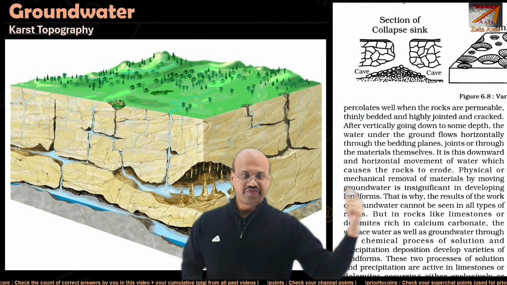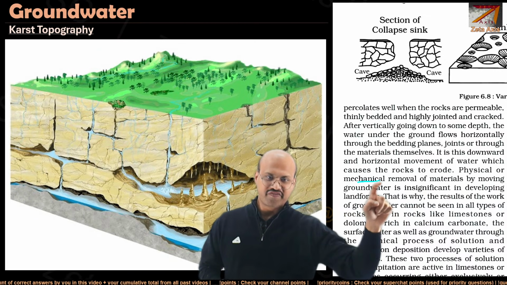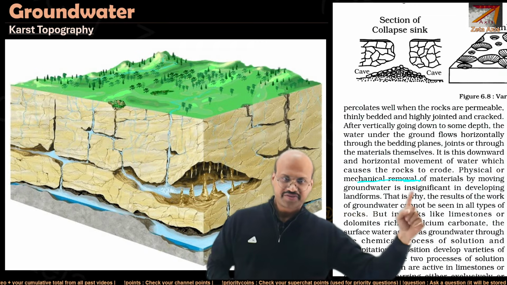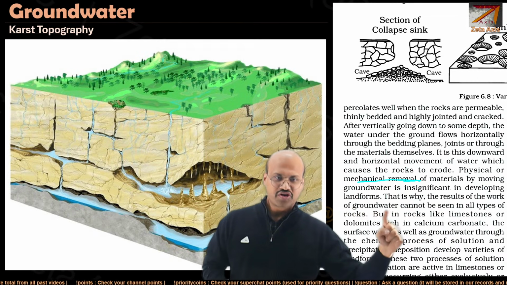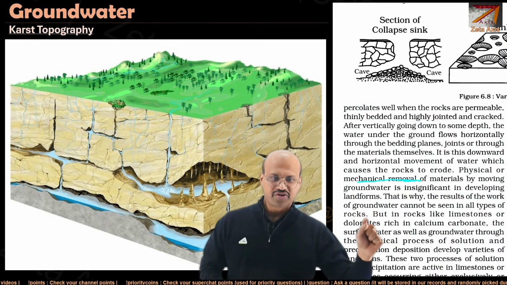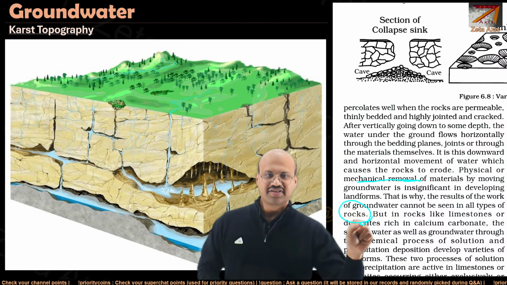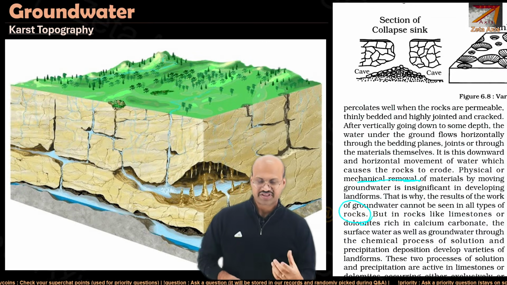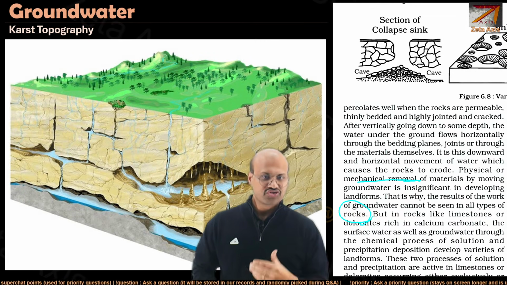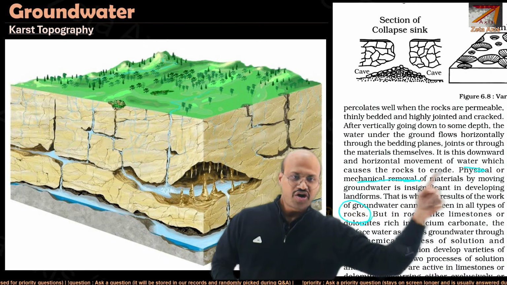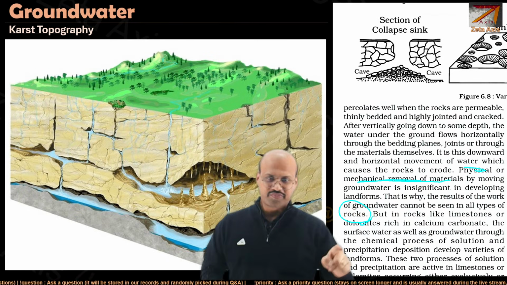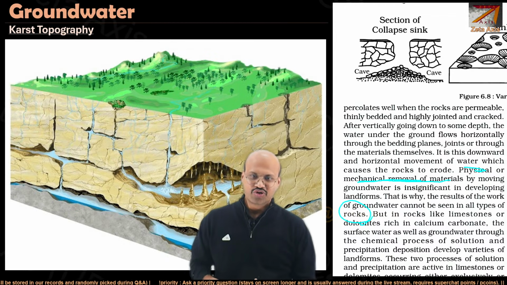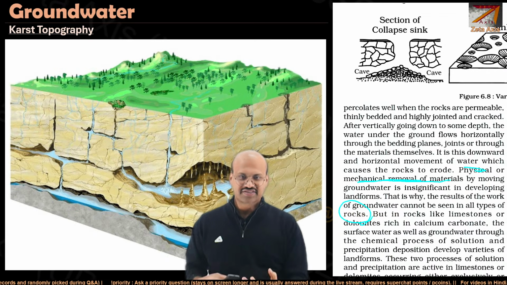That is why the physical or mechanical process of weathering or erosion is not supported by groundwater. That is why the results of the work of groundwater cannot be seen in all types of rocks, and that is why you cannot see groundwater erosion or groundwater landforms in each type of rock. There are only certain types of rock which are soluble. Remember, physical or mechanical removal of materials is not possible. Only chemical weathering, that is chemical erosion, is possible, where there is a chemical reaction with the rock.